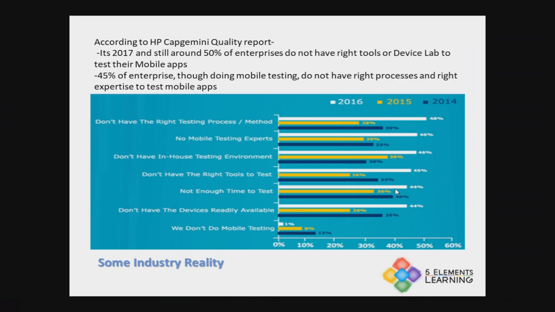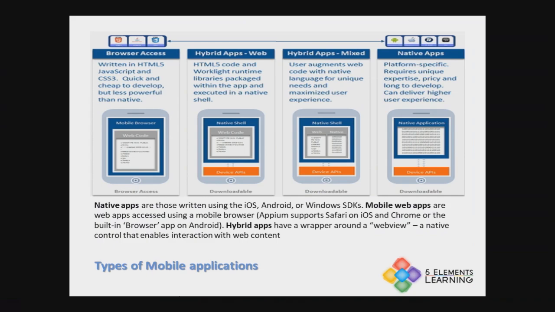You do not have the appropriate mobile testing experts, you do not know the right combination of tools, you do not have enough time to test. You do not have the devices available to ensure that your application is working on different platforms, on different screen resolutions, on different types of Android OS. Or you even do not do mobile testing. That is something which is not even to be discussed, that we are not even testing the mobile apps which we are developing, because that's basically the death zone.